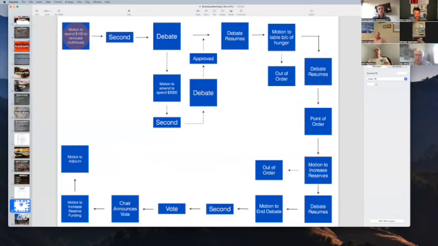Even if you're in the middle of a motion, even if you're just before voting on a motion, it doesn't matter. A motion to adjourn is one of the very highest motions you can make.